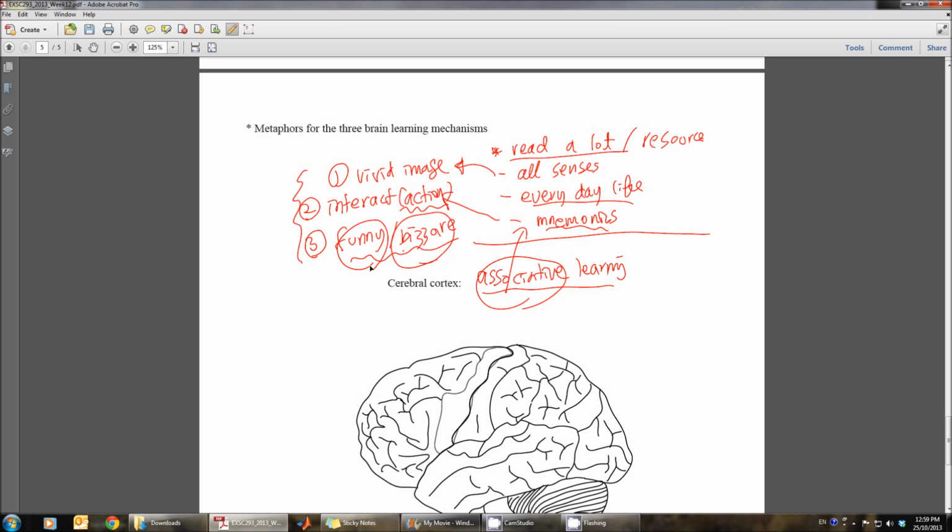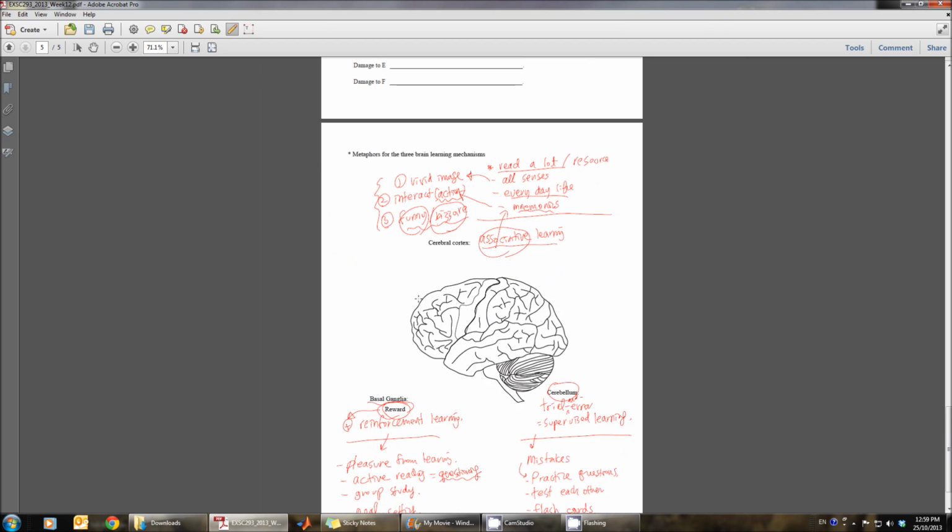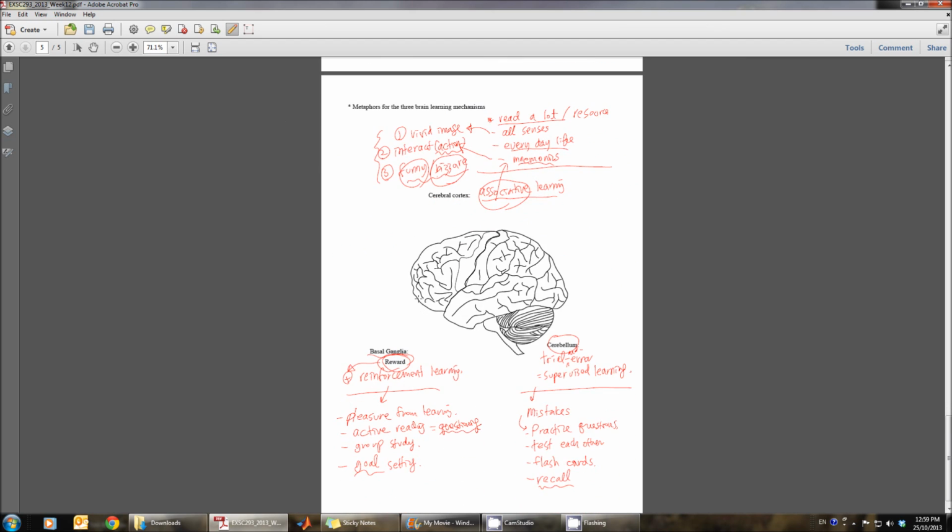So these are just small tips related to associative learning using your cerebral cortex. Hopefully you'll use all of those learning mechanisms, put them into practice, and get good marks in your final exam. So that's it for today.